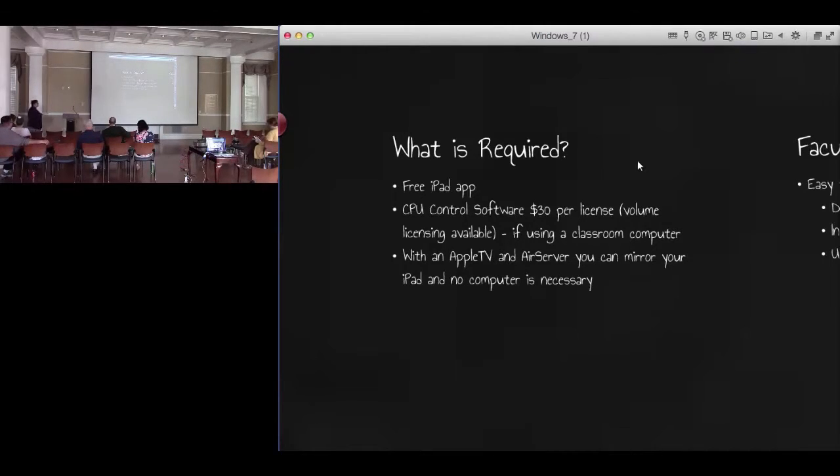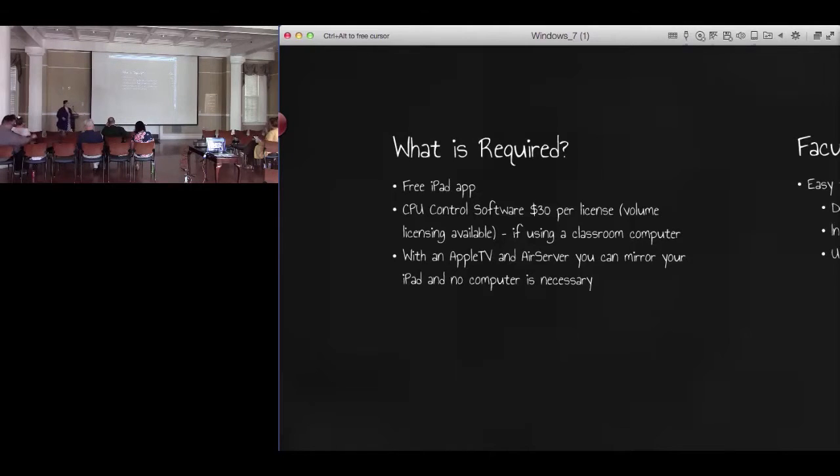All right. I'm going to talk a little bit more from the administrative side: what is required to use Doceri, some of the limitations, some of the advantages. First of all, it's a free iPad app. So for your instructors that have iPads, it's no cost to the instructor. It's also no cost to the student if you want to allow the multi-user functionality within the classroom.